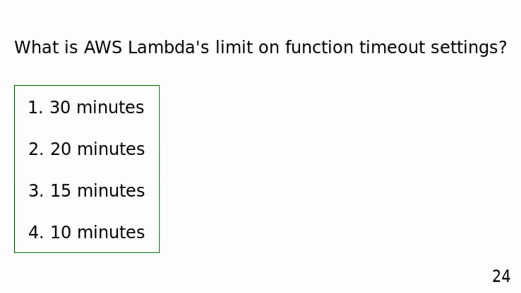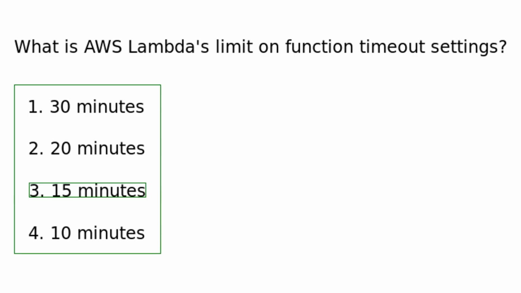What is AWS Lambda's limit on function timeout settings? 30 minutes. 20 minutes. 15 minutes. 10 minutes. The maximum timeout setting for an AWS Lambda function is 15 minutes.